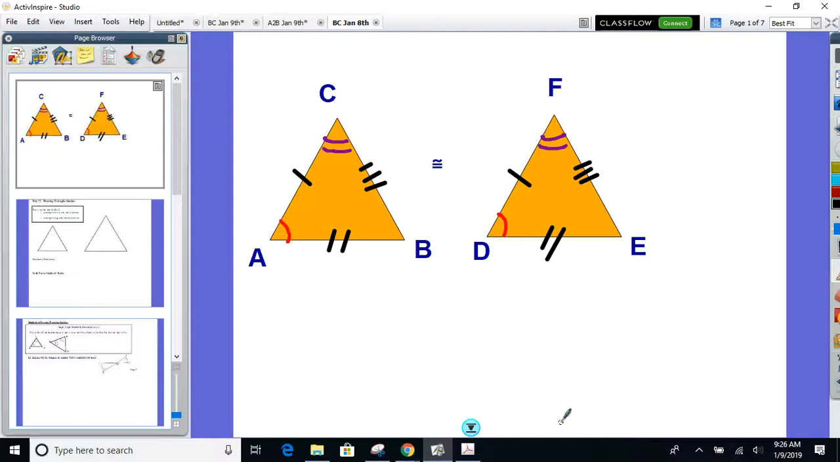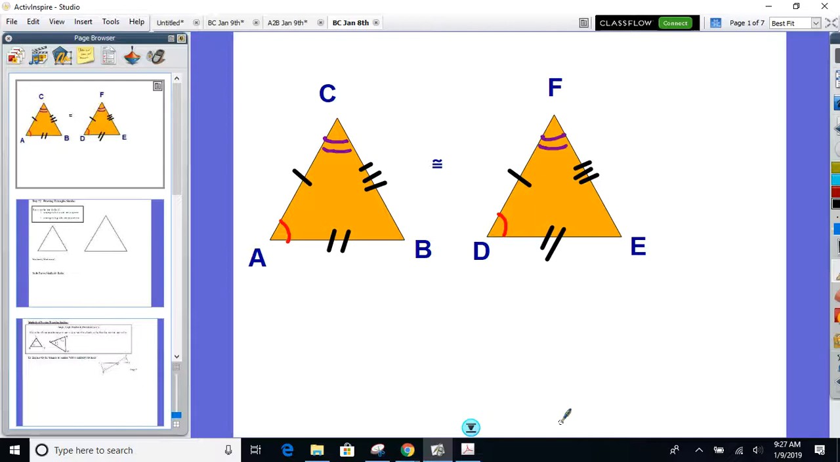Quick question before I start. I know this is not in your packet. I don't want it to go in your packet. Anybody want to tell me, leading into the midterm in less than 2 weeks, what I know about those two triangles with all those markings on there? Anybody know anything about those triangles?